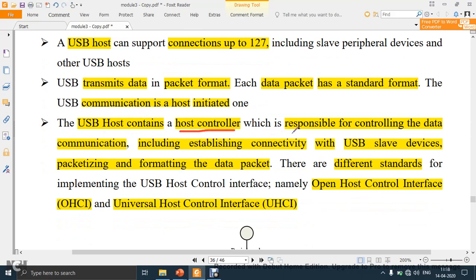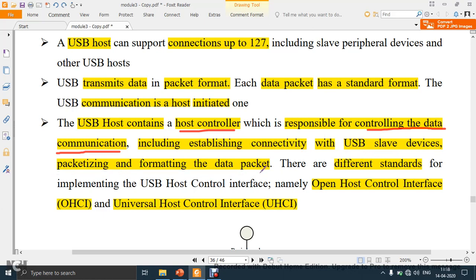So there is a host controller in whatever the USB host, responsible for controlling data communication. So the host controls data communication, which includes establishing connectivity with the slave devices, then packetizing and formatting the data packets. So what do you mean by packetizing?